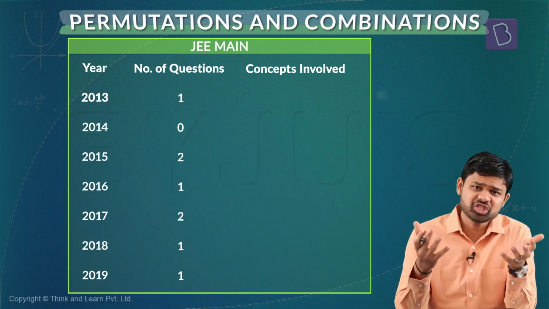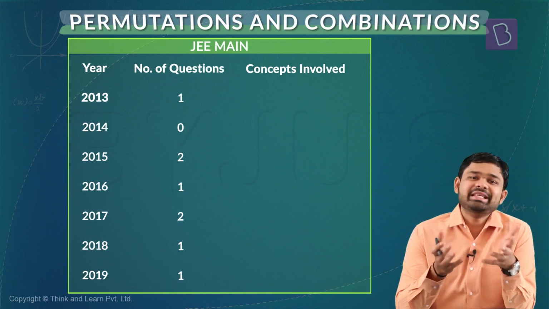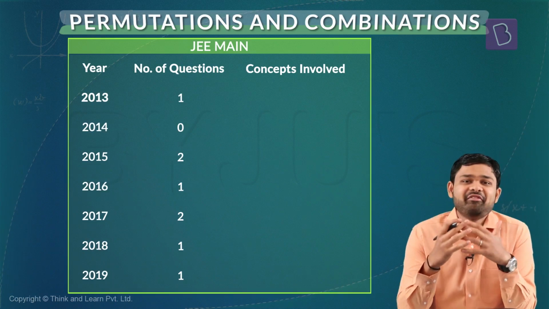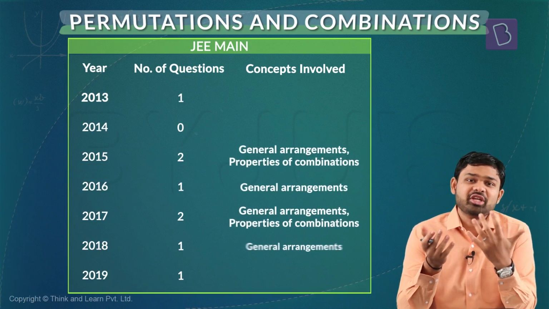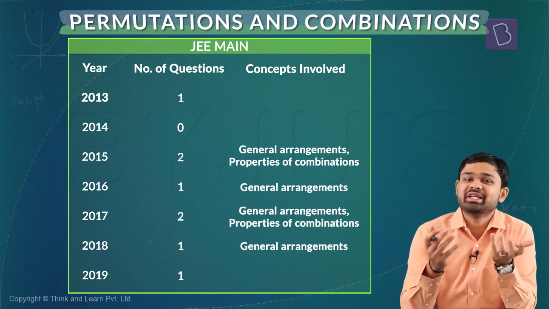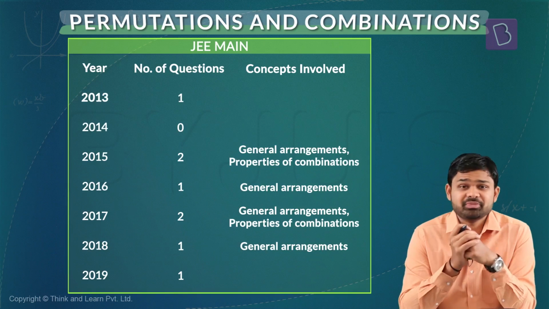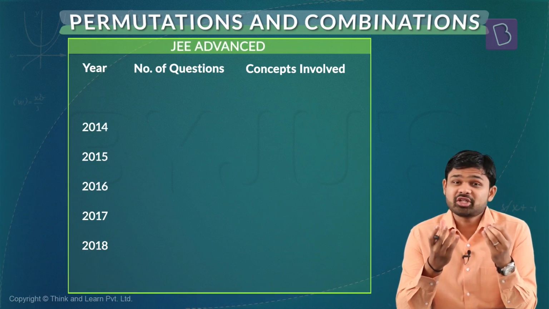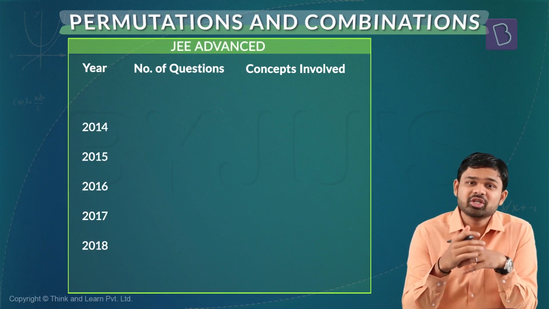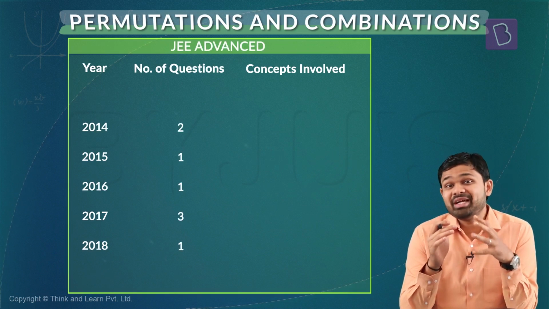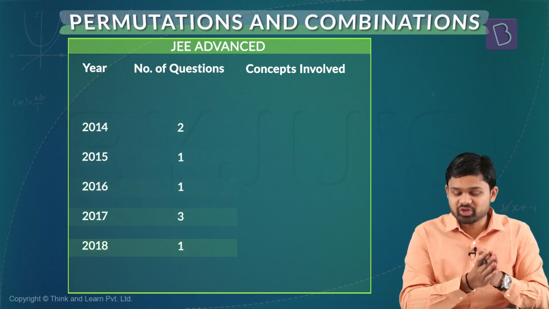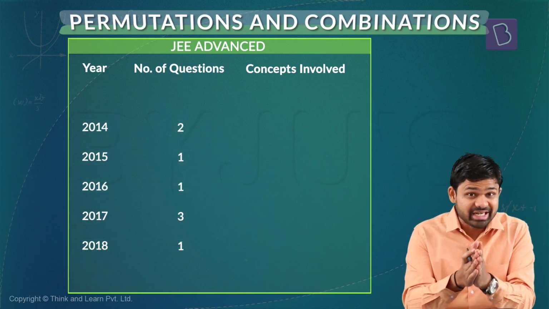Well, the different sections that have been tested in the examination can be seen here in this table. So mostly they have tested concepts such as general arrangement and properties of combination in the main examination. When it comes to advanced examination, permutations and combinations is even more important because there have been years when multiple questions have come. So every year starting 2014 until 2018, one question has definitely been there.